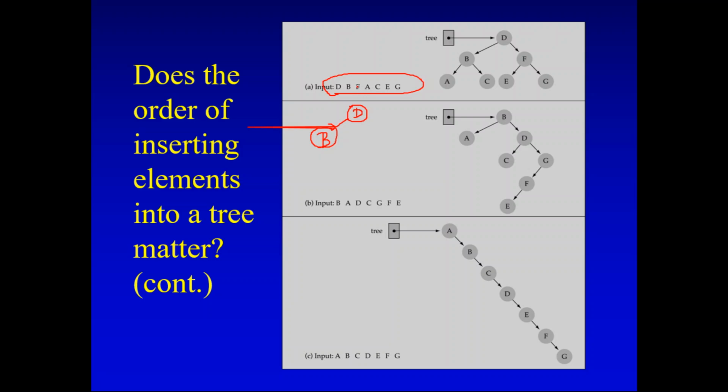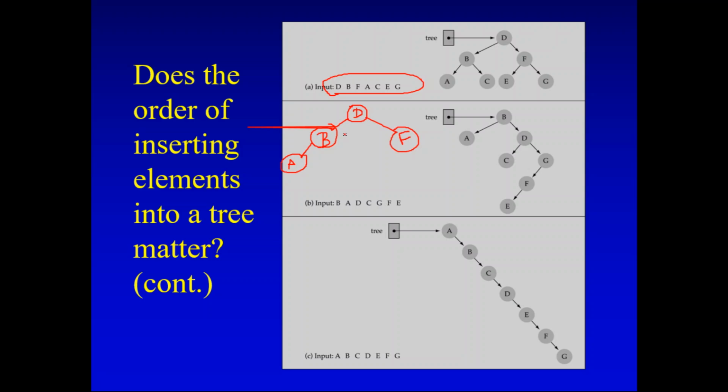Again F. When you see F, compare it with D. F is greater than D, so F will come here. Okay. Next A. A is less than D, so go left, which is B. The left child is B. Again if you check B, A is less than B, so it should go left, but there is no left child, so here you can add A.